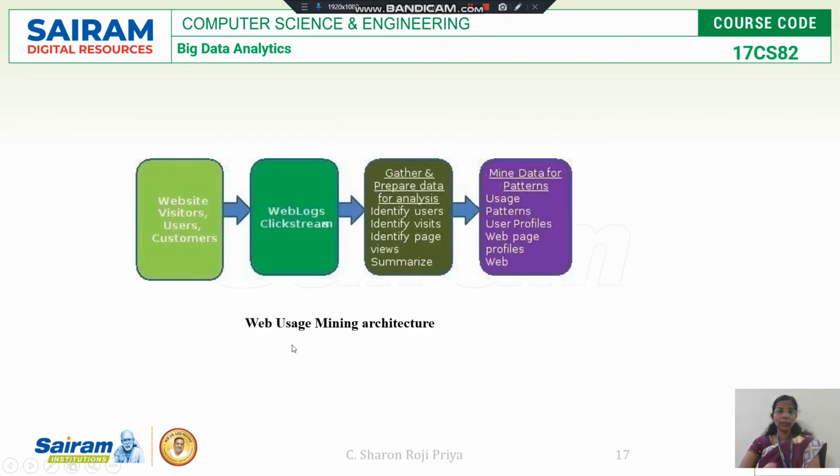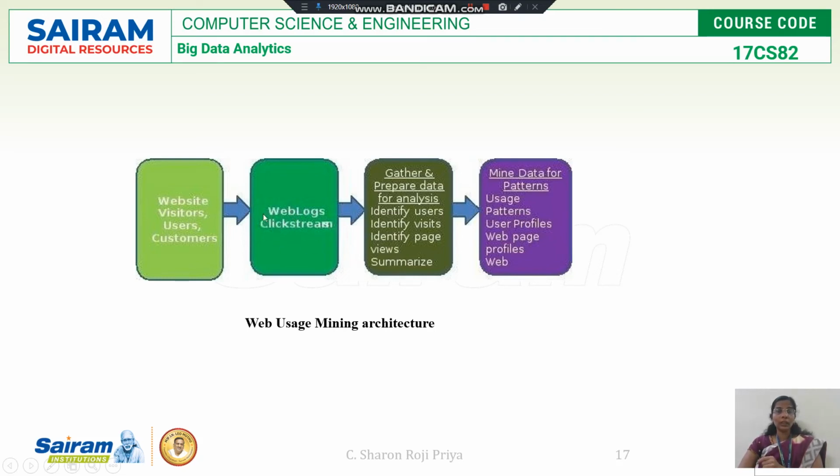And this is the web usage mining architecture. Website visitors, users, customers, web logs, click streams. Right. So every request to a website is recorded in the log record. And this log record is mined to find the number of visits to a particular website. And that is about weblogs. And what is this click stream? All the actions done by the user on the web page are recorded. Right, even a click is recorded. So the pattern of your clicks will be in your click stream.